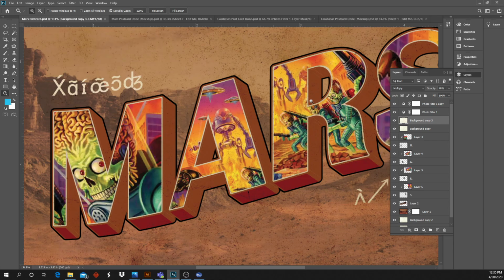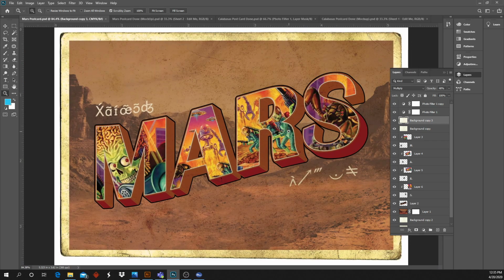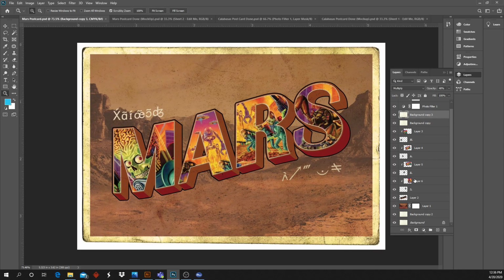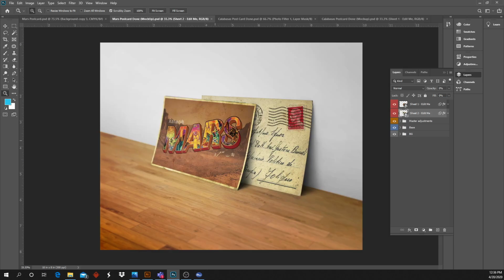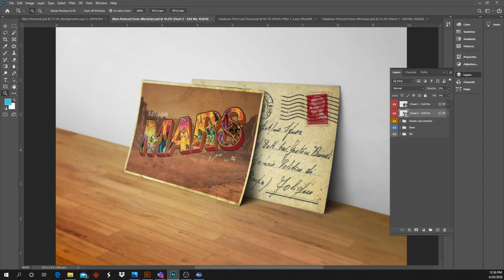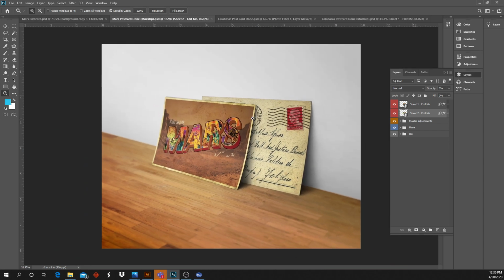And I actually used one picture and split it up between the four letters, and I think it turned out really well. And then I used some filters to make it seem more vintage. Here's the mock-up version of it. Not much to say on this one, just put it onto the mock-up.